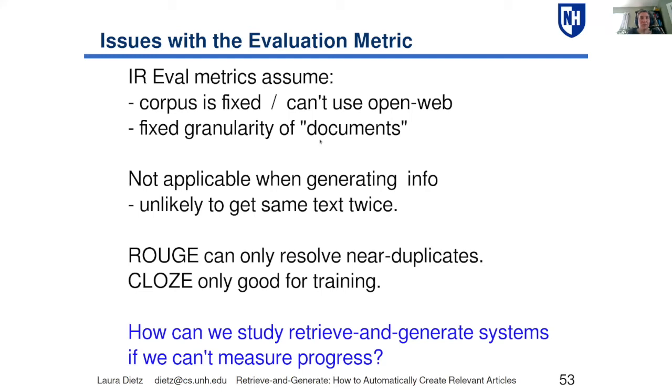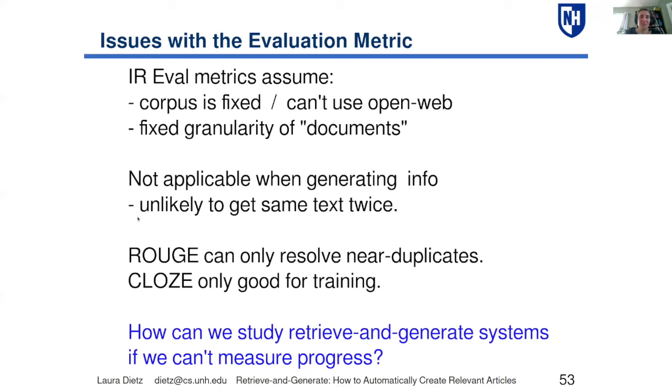Now, if you try to apply it to generated information, it's very unlikely that the same generated text will be generated twice exactly in the same way. They might vary with a few minor words, and these words may not matter, but maybe they do matter, and we don't know. So traditional IR metrics are not really applicable to generated information. The summarization community has been using Rouge for a long time. Everybody knows it's not good. Everybody complains about it, and then still everybody uses it.